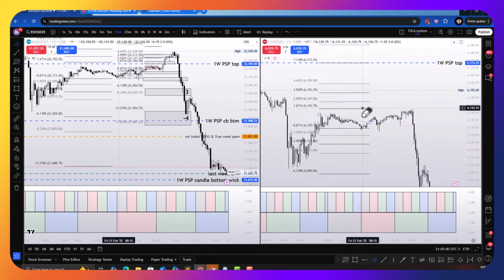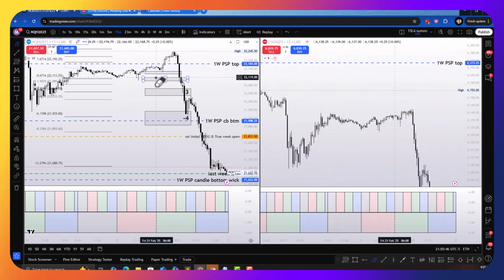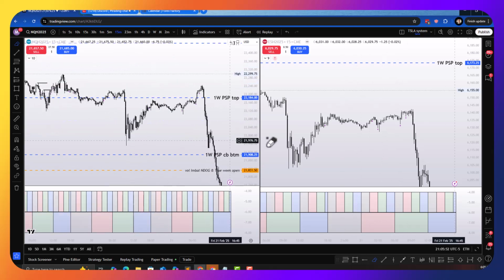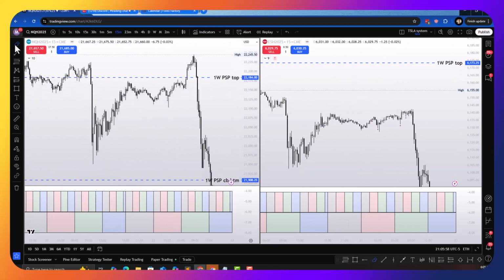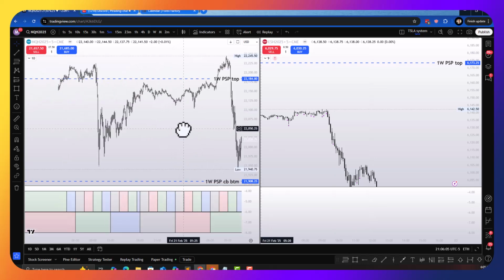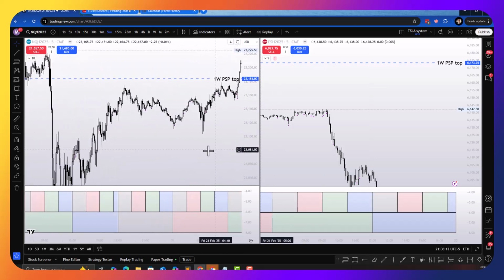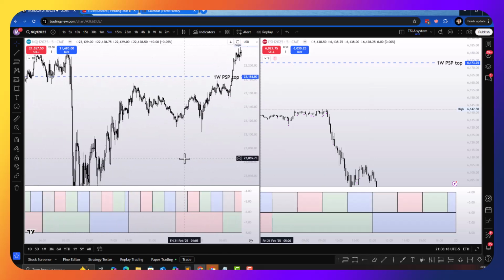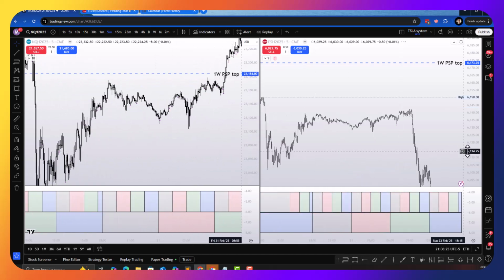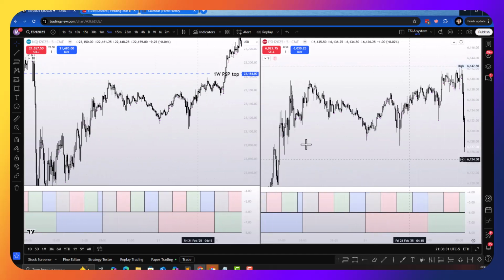So now we're going to delete our bad Feigenbaum fib levels that I wish I didn't make yesterday, and we're going to show you what would have worked out better in hindsight. So I always like to look at the 5-minute chart. I'm going to box up a wider area that happened in the Asian session, an area of consolidation.